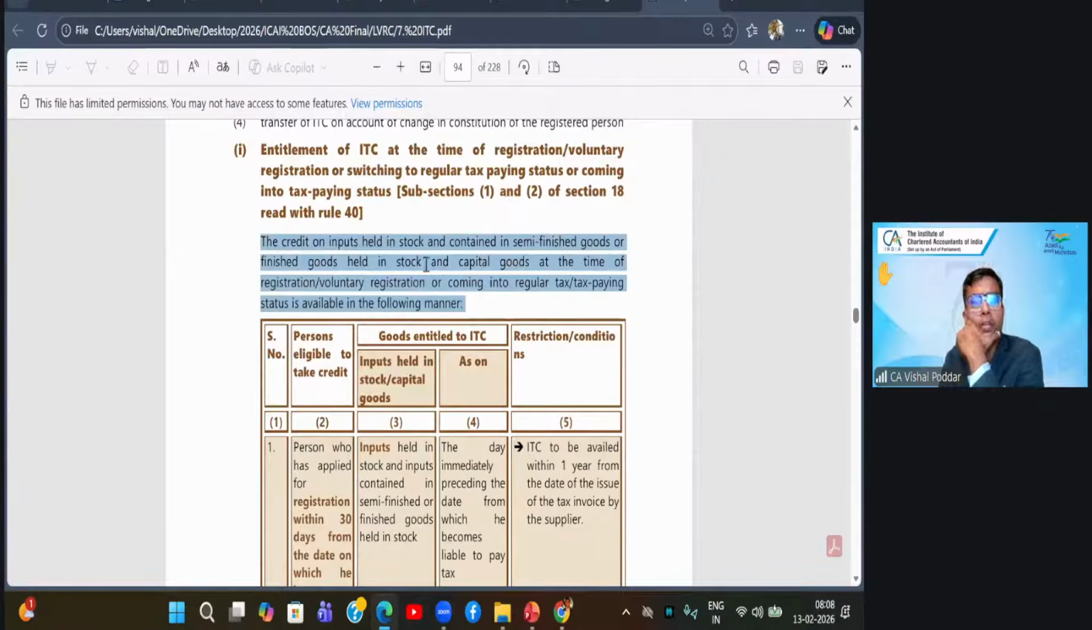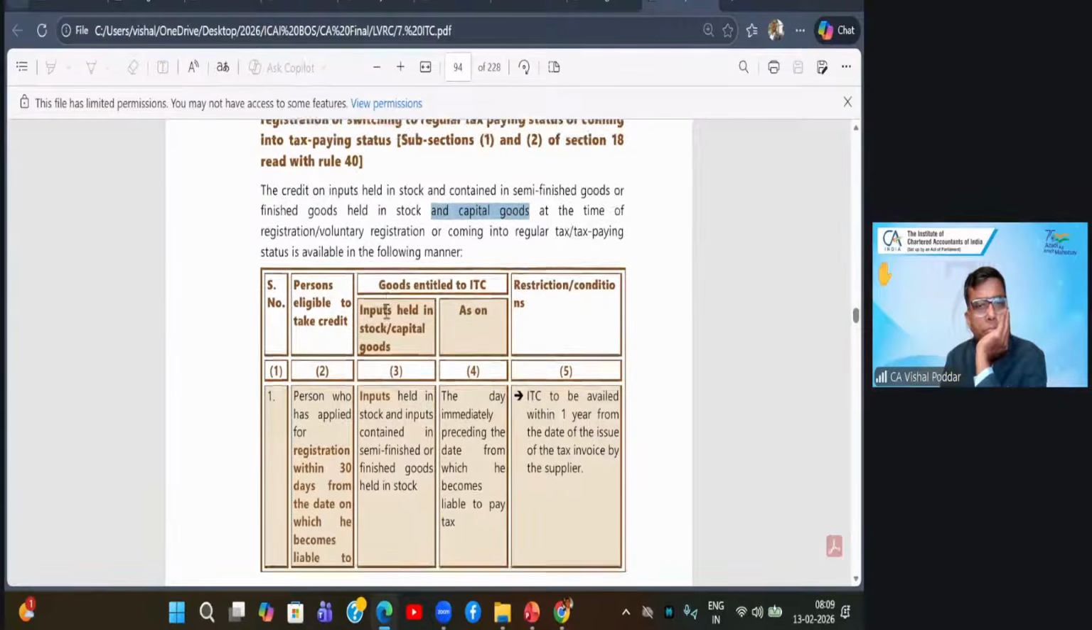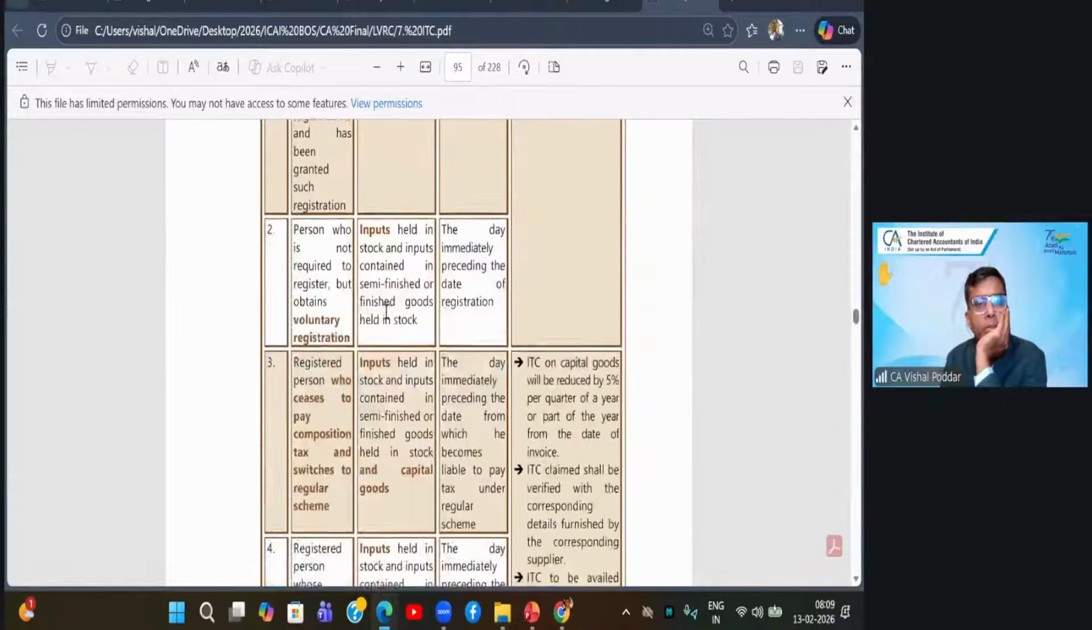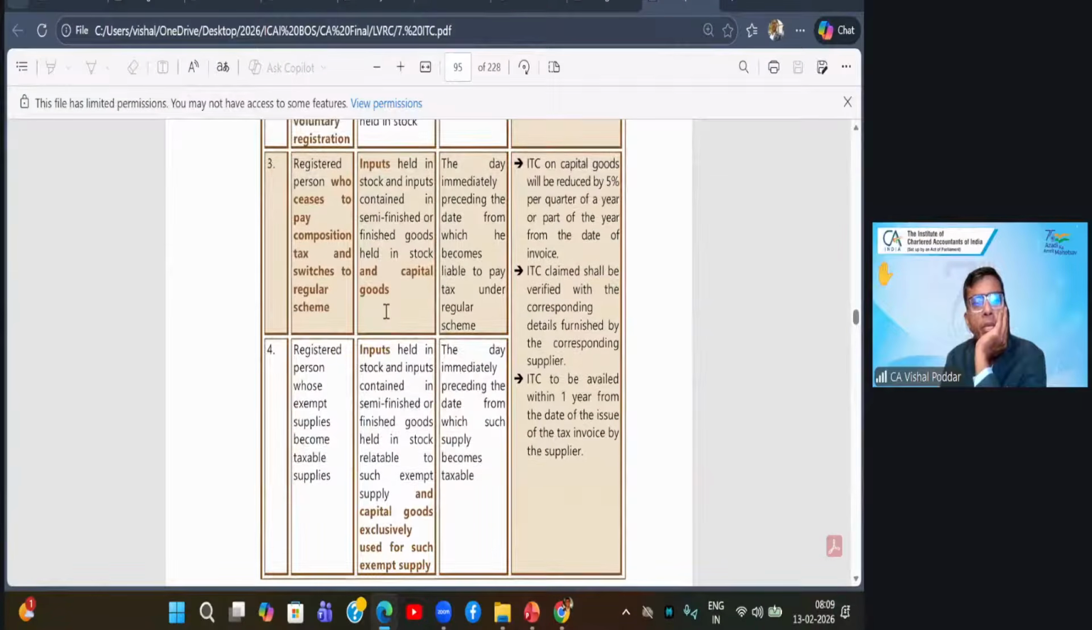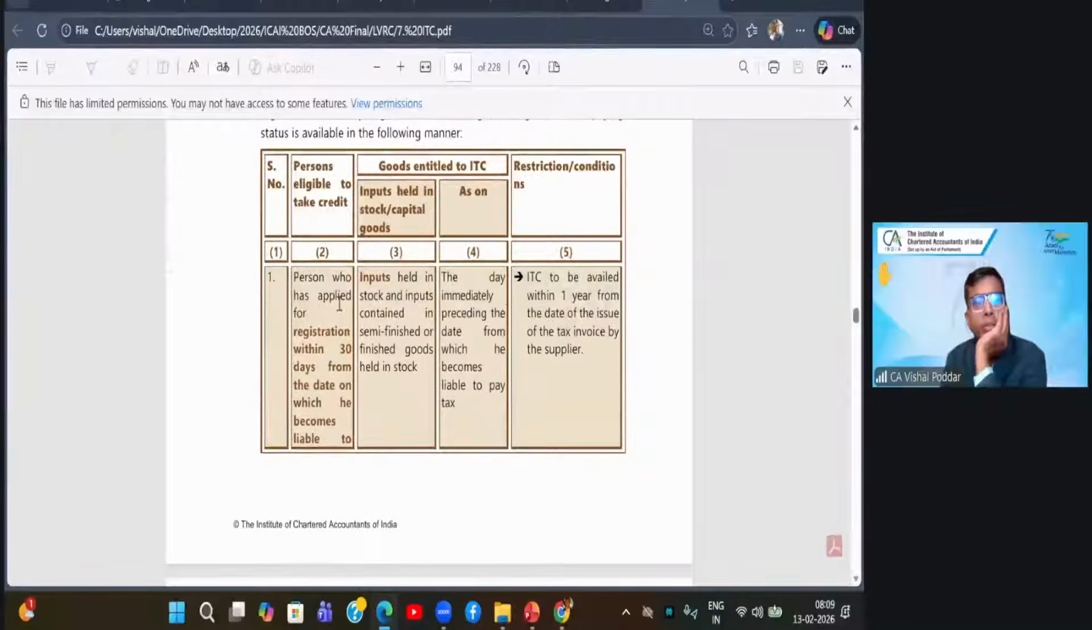Read what is given here. The credit on inputs held in stock and contained in semi-finished goods or finished goods held in stock and capital goods at the time of registration, voluntary registration, or coming into regular tax paying status is available in the following manner. Now there are 4 scenarios, 1, 2, 3, 4. Now we'll have to check which scenario we are falling in. So first, you just read the 4 scenarios. Scenario 1. What is scenario 1?